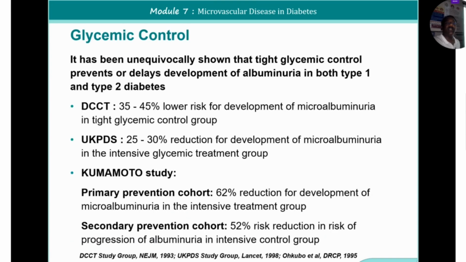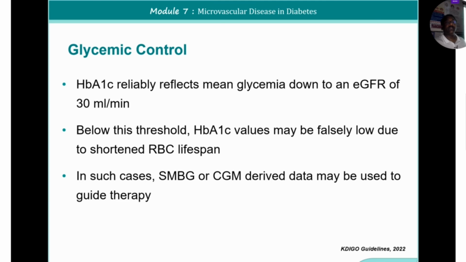So the glycemic control, it has been unequivocally shown that tight glycemic control prevents or delays the development of albuminuria in both type 1 and type 2 diabetes. So the DCCT, UKPDS, Kumamoto, different studies are there. HbA1c reliably reflects the mean glycemia down to an eGFR. Below this threshold, HbA1c values may be falsely low due to the shortened RBC lifespan. In such cases, SMBG or CGM derived data may be used to guide the therapy.